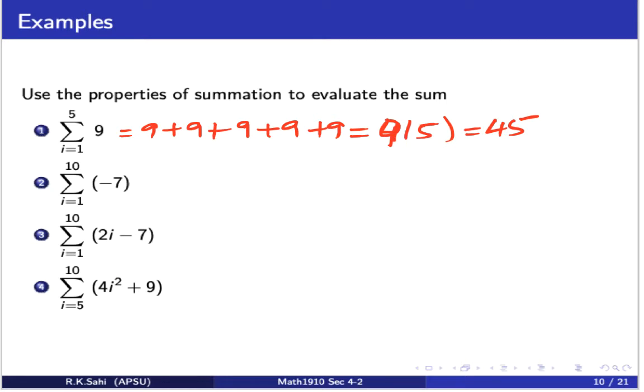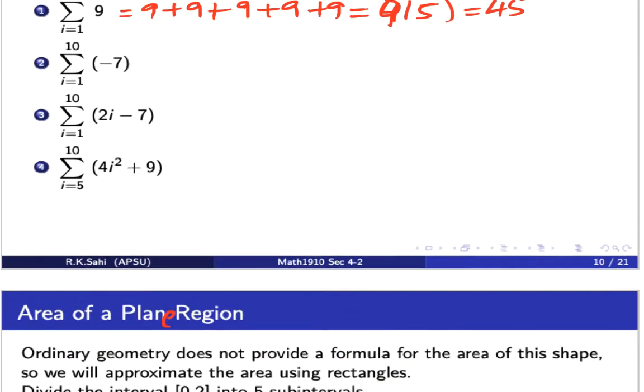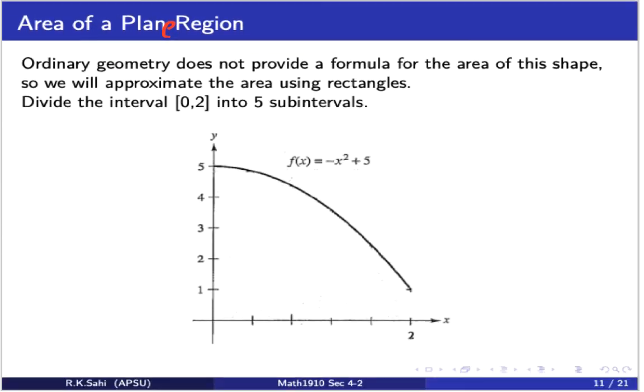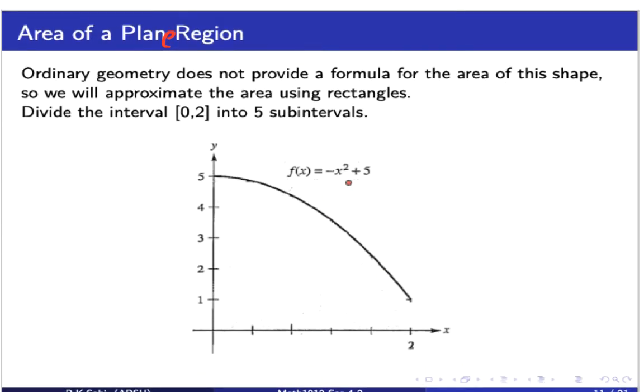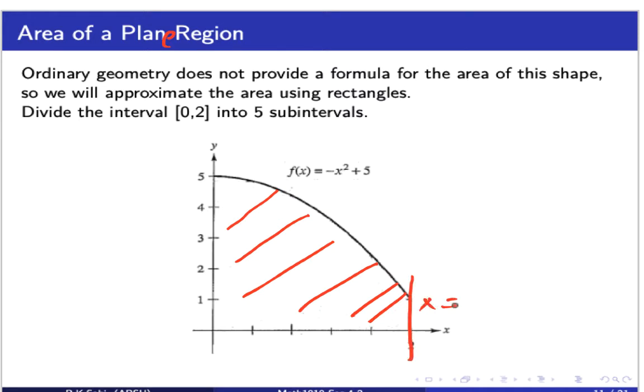And now we would be looking at area of a plane region. So let's look at this one. Suppose we have a function, minus x squared plus 5. I'd like to find the area under this curve. So basically I want to find this area, which is under the curve and above the x-axis and bounded by vertical lines. This is your x equals 0 and this is your x equals 2. So we'd like to know what this area is.